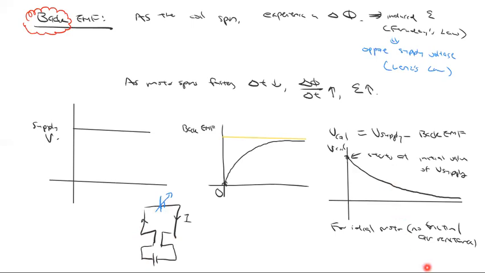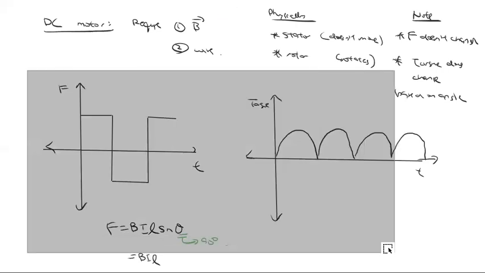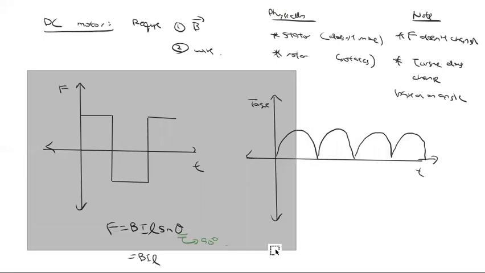Now, I had also mentioned that the force will stay constant, but the torque, due to the changing angle, will just be a sine curve like this. Now, ideally, we don't want a torque that changes. Ideally, we want a torque that is flat. Now that's a bit hard to achieve, all right?